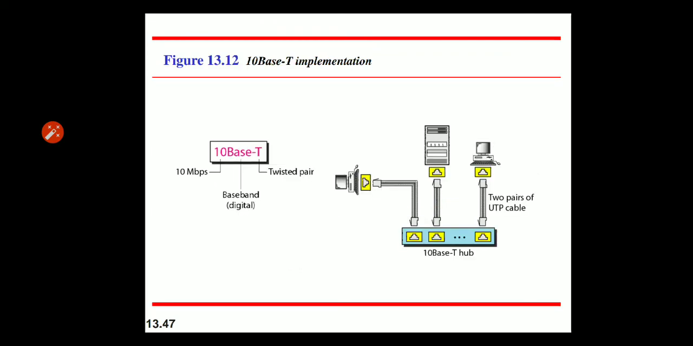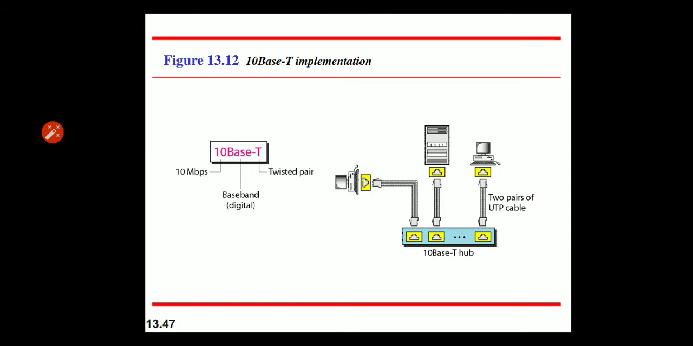Next, we see the 10Base-T implementation. The third implementation is called 10Base-T, or twisted-pair Ethernet. 10Base-T uses a physical star topology. The stations are connected to a hub via two pairs of twisted cable, as shown in the figure. Note that two pairs of twisted cable create two paths between the station and the hub, and the collision here happens in the hub.